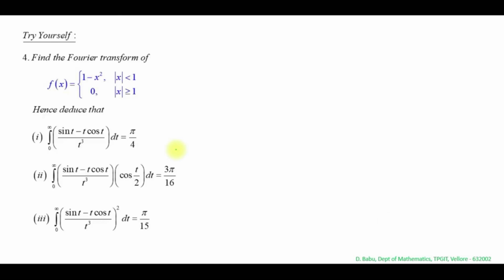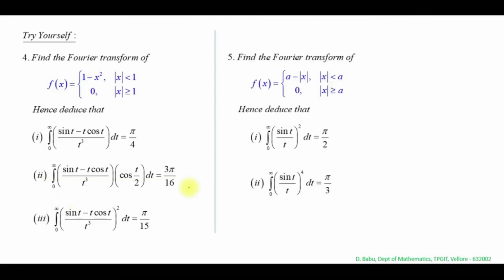So try yourself. Fourth problem: find the Fourier transform of f of x equal to 1 minus x square when mod x less than 1, 0 when mod x greater than or equal to 1. Three deductions are given. Fifth problem: find the Fourier transform of f of x equal to a minus mod x when mod x less than a, 0 when mod x greater than or equal to a. Two deductions are given.